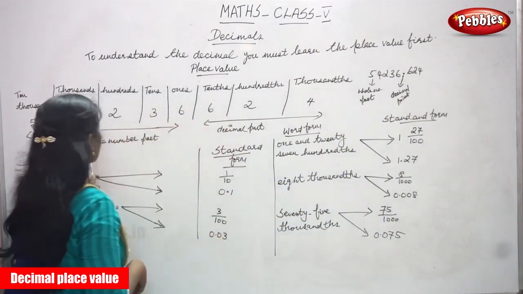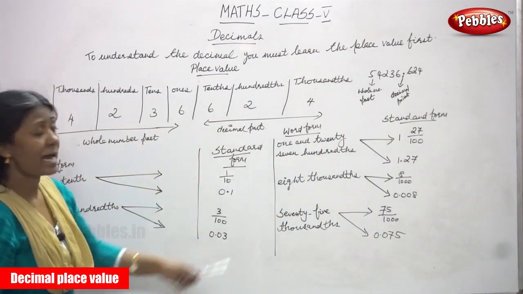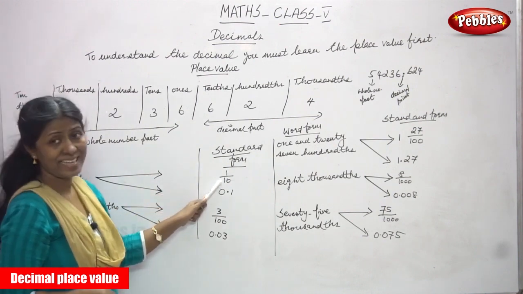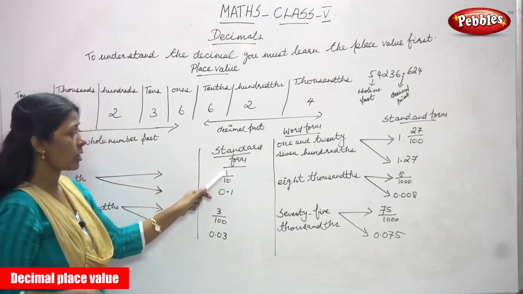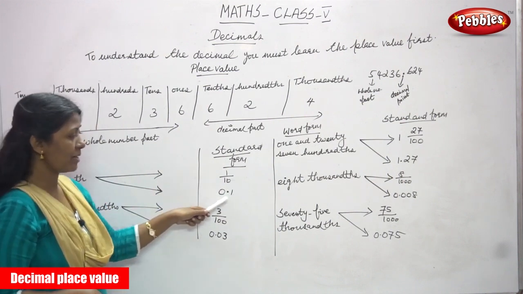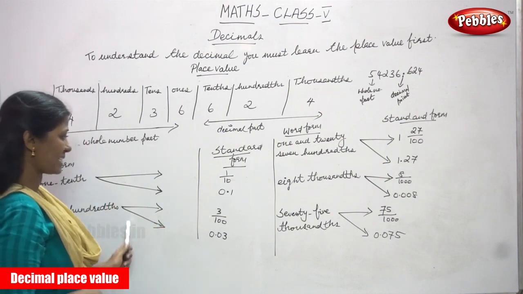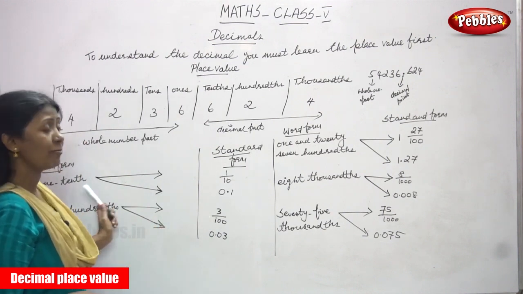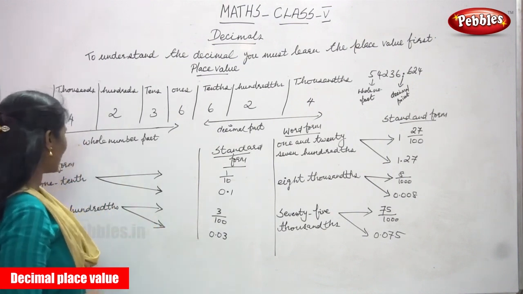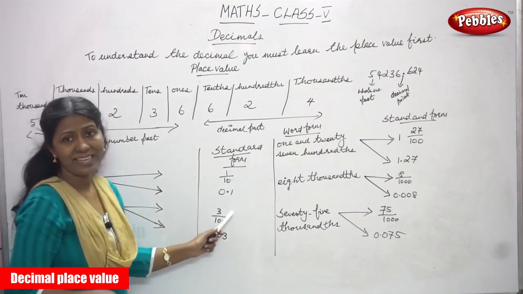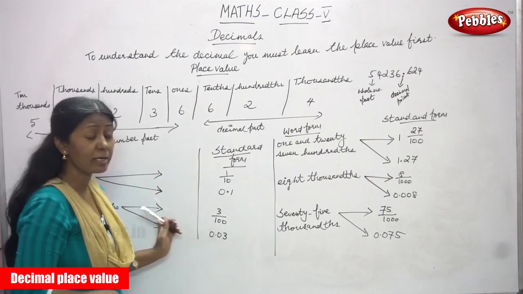After that, this is a word form and this is a standard form. 1/10, we can call it one tenth. So the 1/10 is called one tenth. For the decimal value 0.1. For 3/100, this is an example of word form and standard form. 3/100 is the standard form, and 3/100 is called three hundredths in word form.